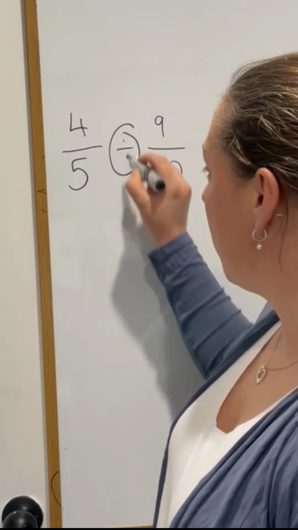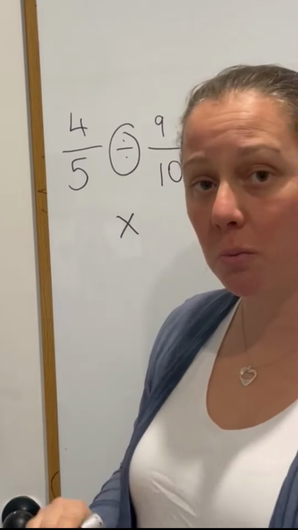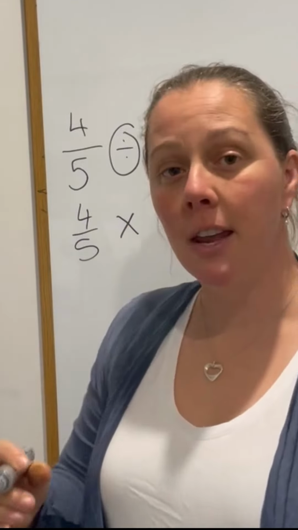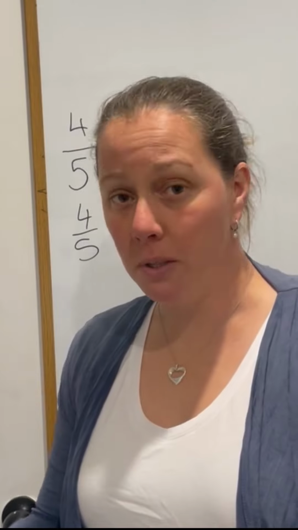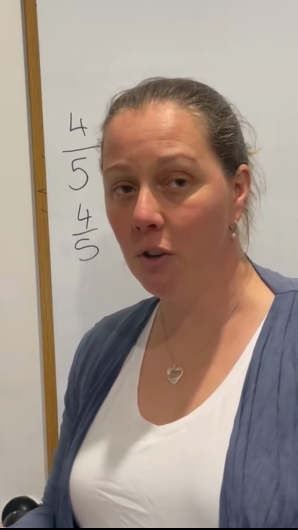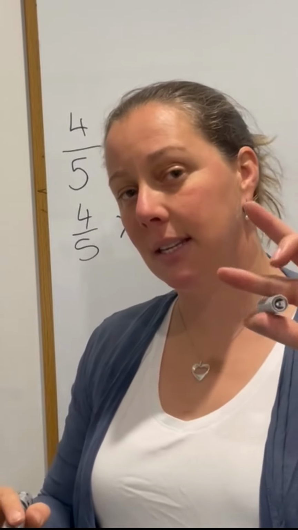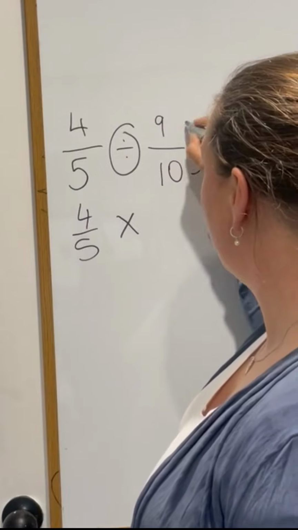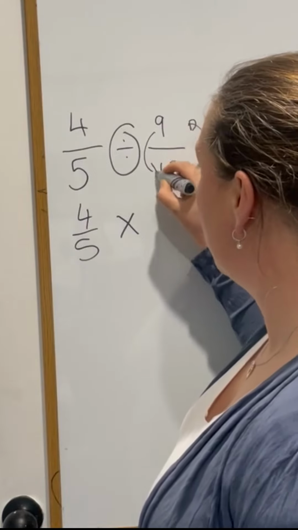So we're talking about changing this to a multiple, which becomes 4/5. Now, multiplying is opposite to dividing. It is its inverse operator, which means we make the second fraction an inverse by flipping it upside down. So the 10 will go to the top, the 9 will go to the bottom.